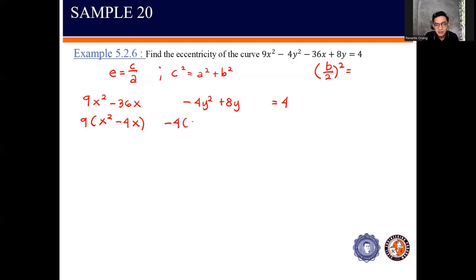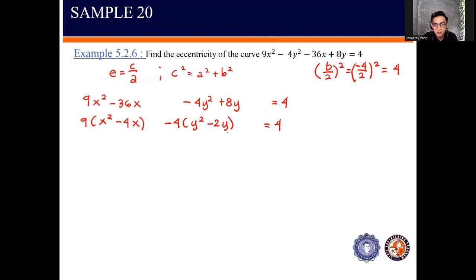Negative 4, then y squared, factor out. 8 divided by negative 4 is negative 2. So negative 2y is equivalent to 4. Ayan. So for this part, again, balik tayo sa completing the square. That is negative 4 divided by 2 squared. So therefore, this one is equivalent to positive 4.